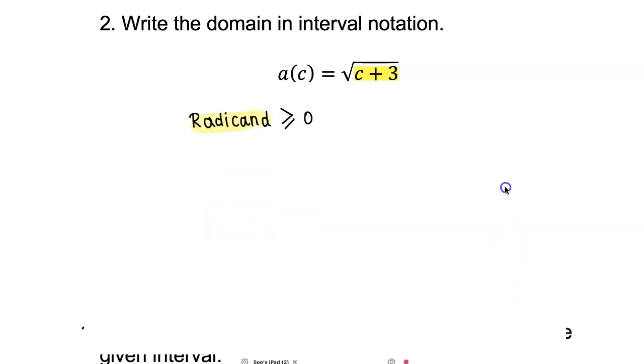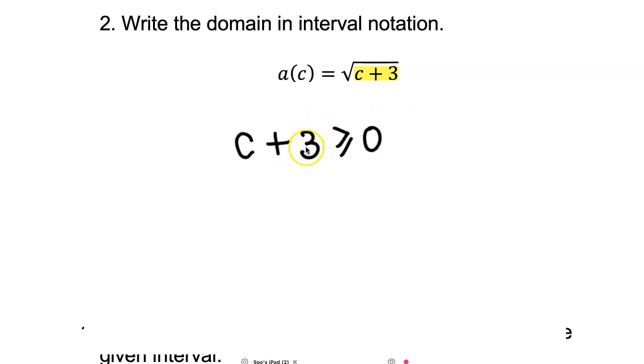So I'll start with one of them first. Here comes this one. Write down c plus 3 and make that greater than or equal to 0. Let's subtract 3 from both sides. Let's move this 3 to the other side. Then we're going to have c is greater than or equal to negative 3.